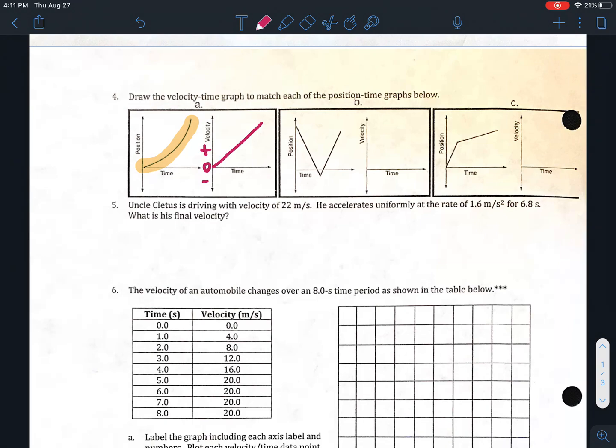So break the graphs into sections and then figure it out just in sections for the next part, for B and for C.